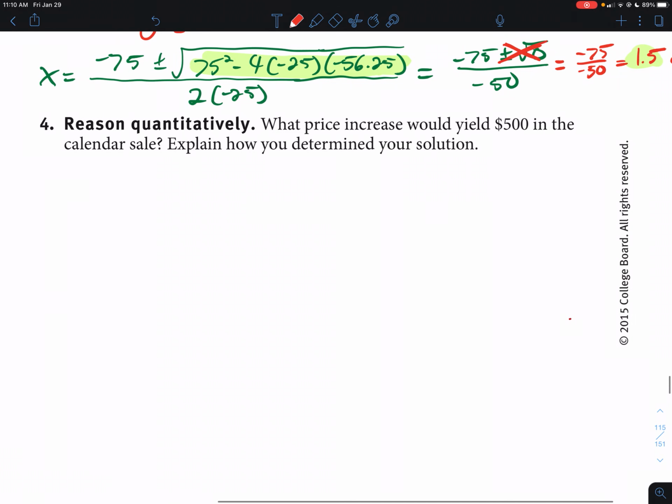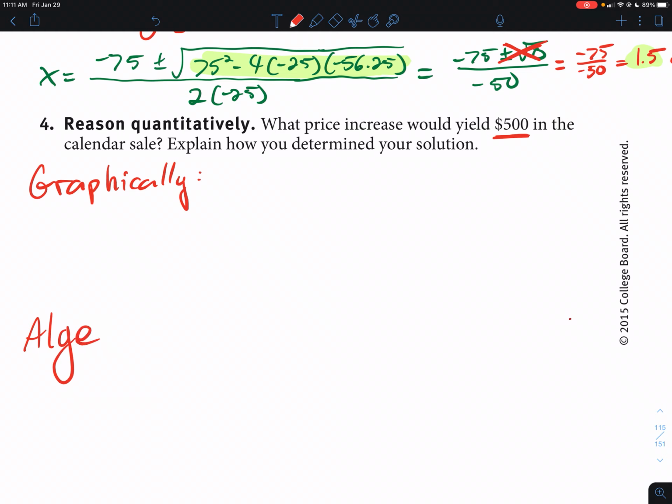What price increase would yield $500 in the calendar sale? Explain how you determined your solution. What price would yield $500? So we're going to do it graphically, and we're going to do it algebraically, even though it didn't tell us to, because I want you to see it both ways. So what price increase? So we're looking for X, that would yield $500, which is a Y.